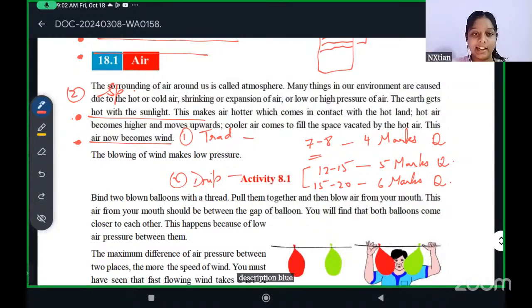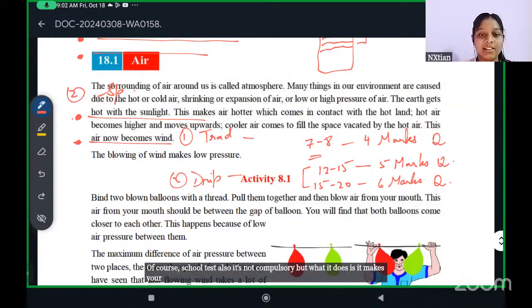Or just put a line with black pen under the point headings, subheadings of the points and all. Ma'am, is that compulsory or a suggestion? Not compulsory in my tests. This is a suggestion from my side to you. It's not compulsory for a school test also, but what it does is it makes your copy look much nicer, clearer.